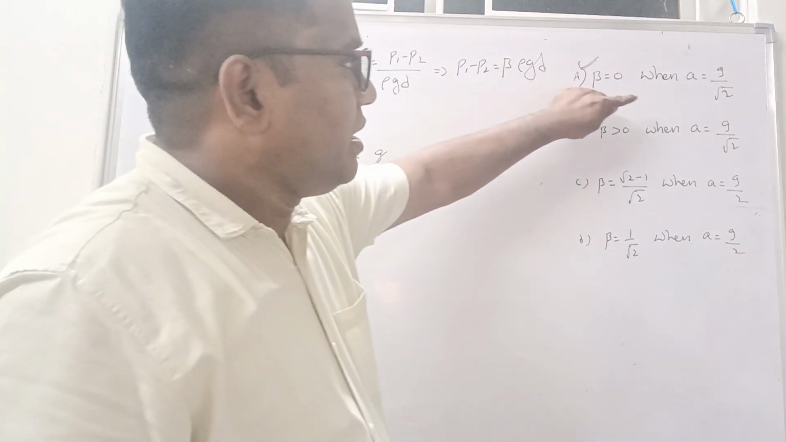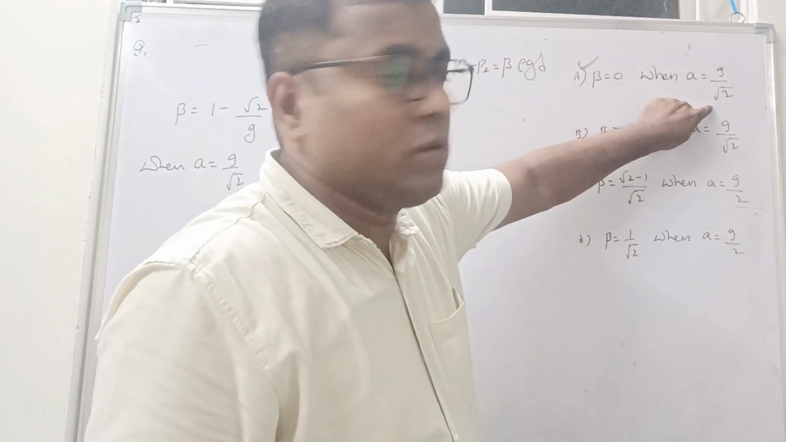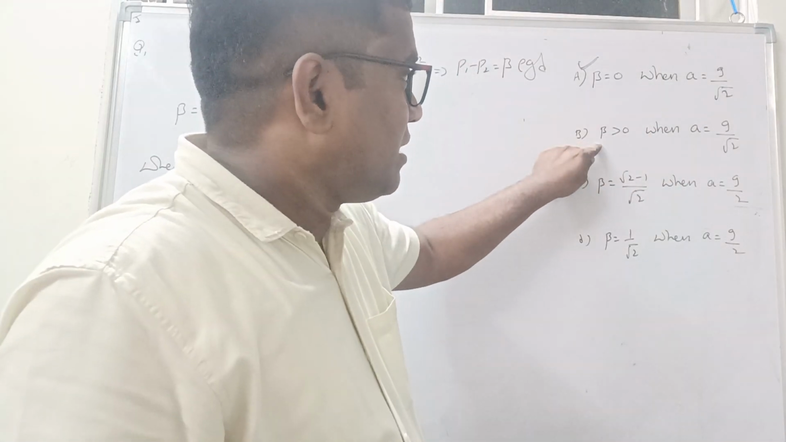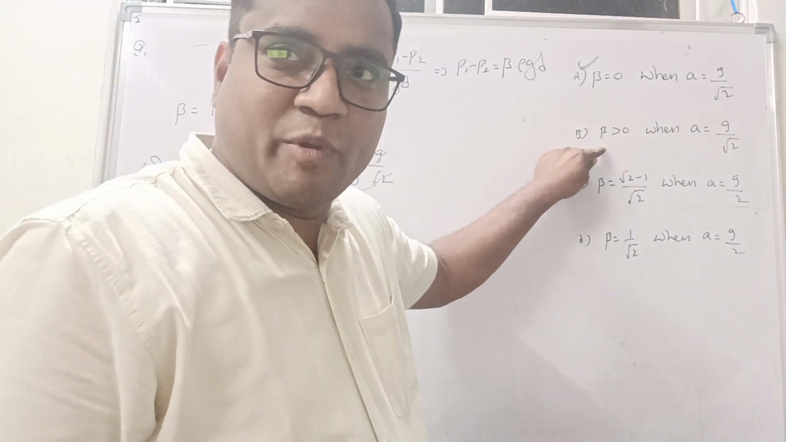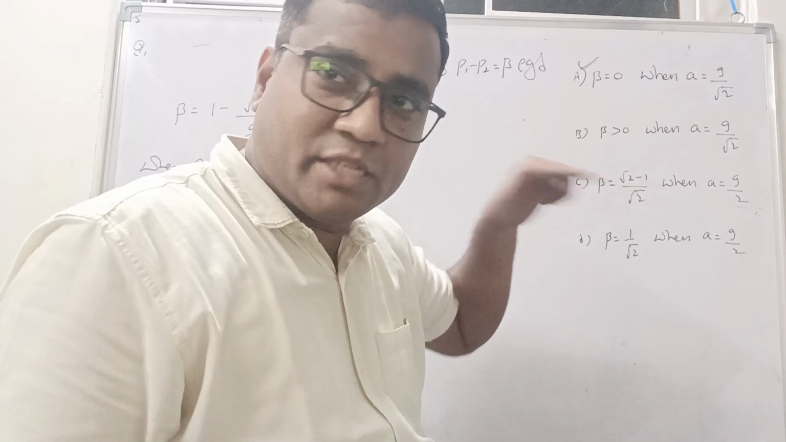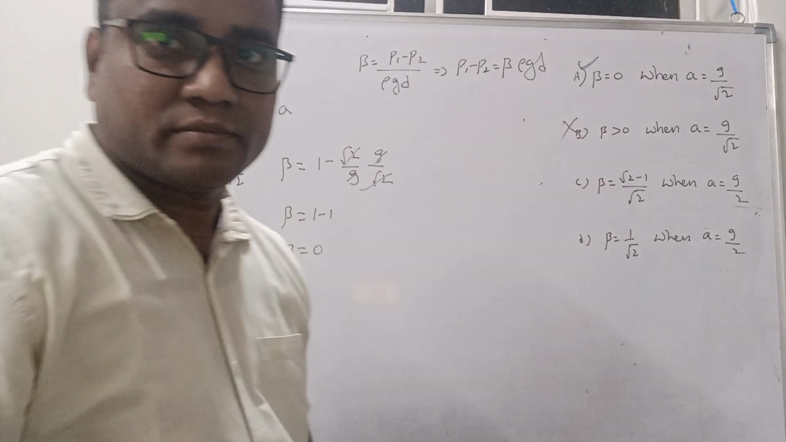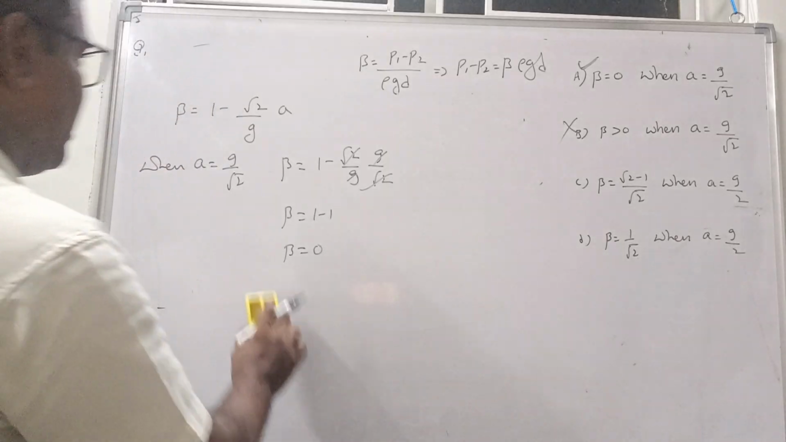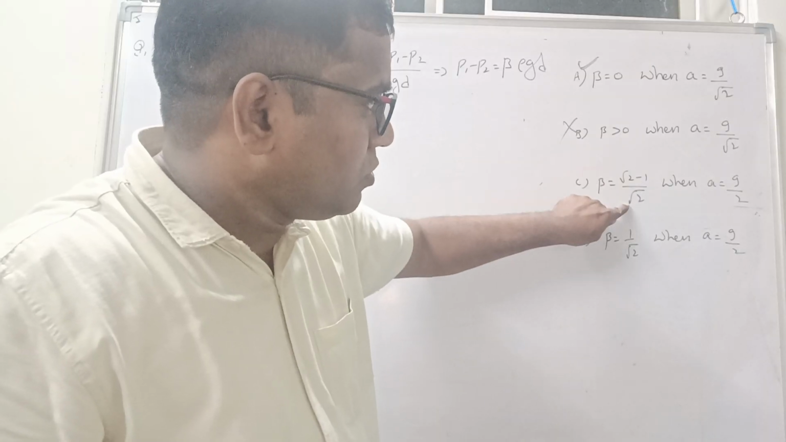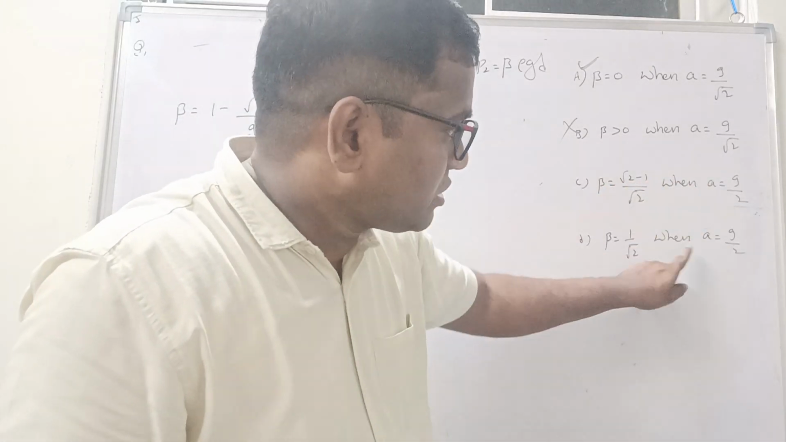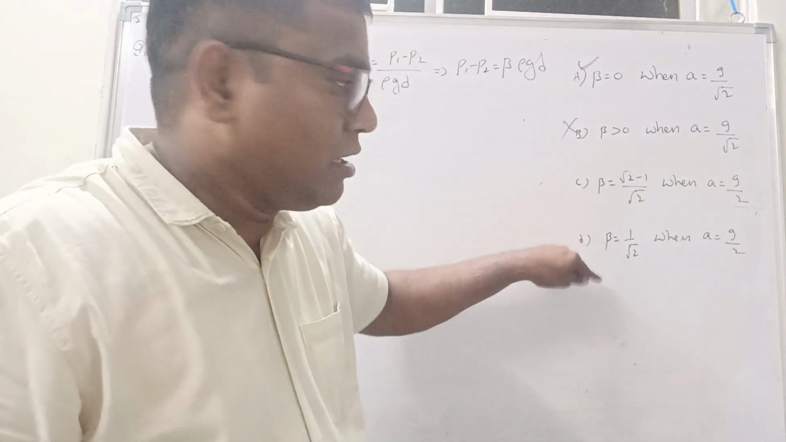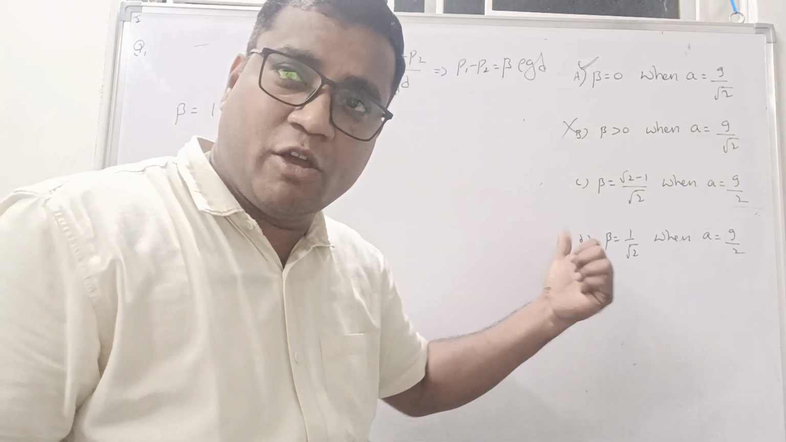Clear? Now see here. If A is equal to G by root 2, beta is equal to 0. The same here, A is equal to G by root 2, beta is greater than 0, which is not possible. Why? Because in the first expression itself we got that if A is equal to G by root 2, beta is absolutely 0. So this statement is wrong. Am I clear? Now these two we will check again. Beta is equal to root 2 minus 1 by root 2 when A is equal to G by 2. Here also, when A is equal to G by 2. So when A is equal to G by 2, we have to calculate the value of beta. From that we will get the correct option, either C or D. Clear?